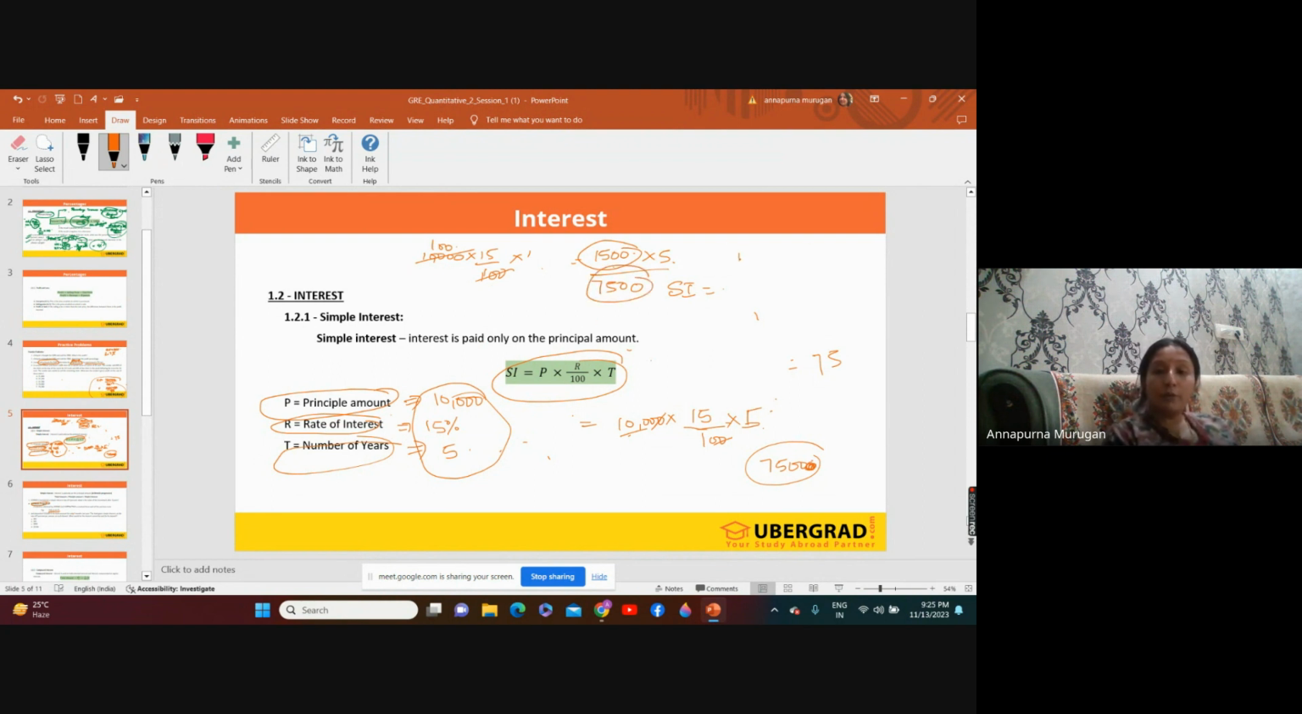That means, from the first year to the second year, what is the increase in the interest? 1,500. Second year to third year? 1,500. Third year to fourth year? 1,500. So like this, every year the simple interest will be the same. For however many years you take, the simple interest stays the same, and that is why we say that simple interest behaves like an arithmetic progression.